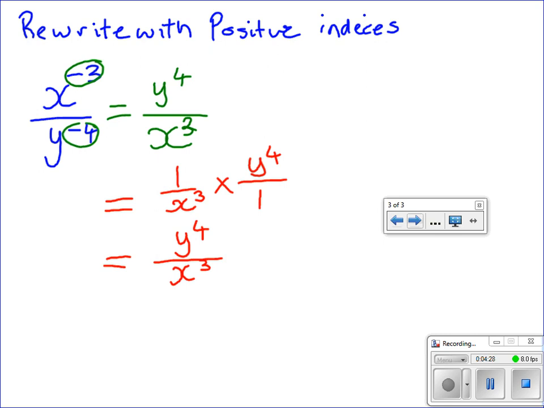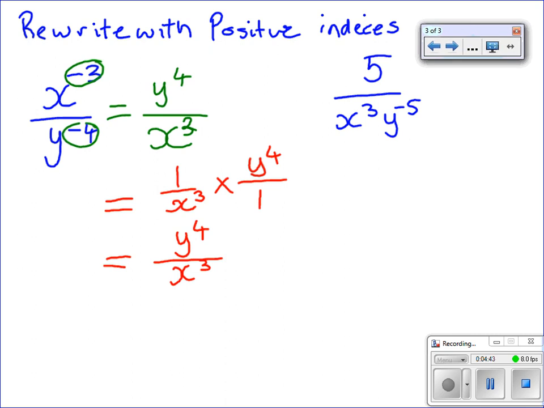I better put a horrible one up there. How about 5 over x cubed y to the power of negative 5. Now this one might look a little bit horrible. It's actually not as bad as it looks. The 5 and the x cubed are going to stay the same. We just want to move this y to the power of negative 5. We're going to have to put that up the top, so that is y to the power of 5. And that is, unfortunately, all we have to do.